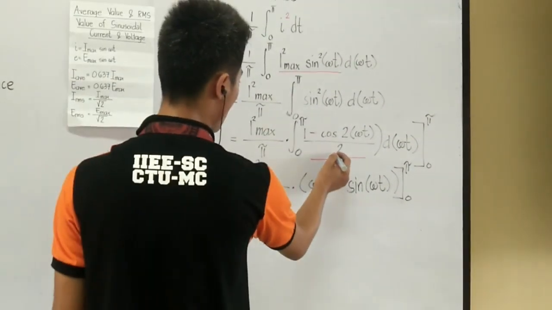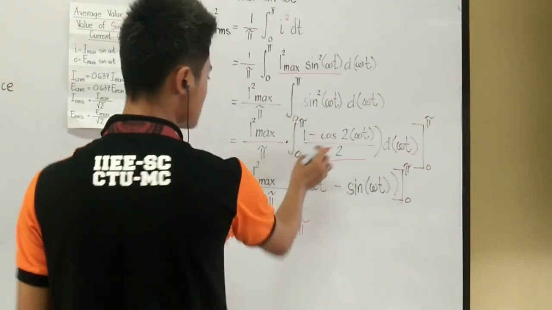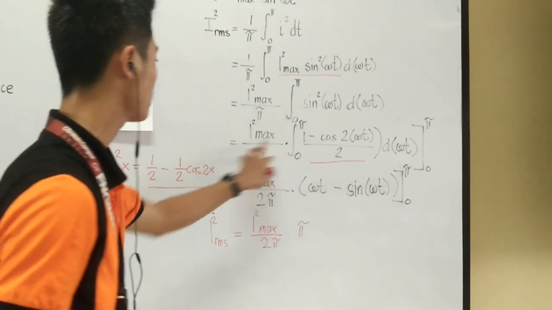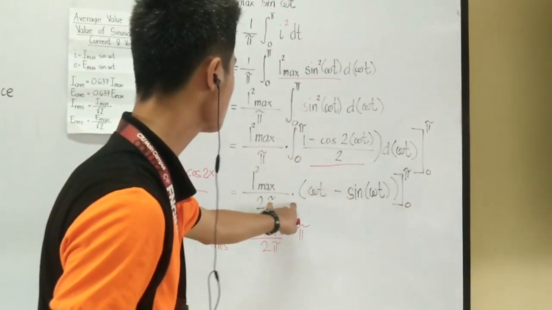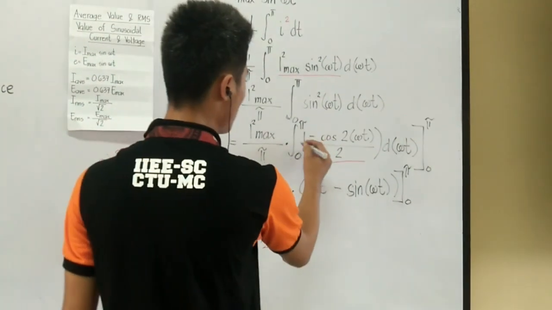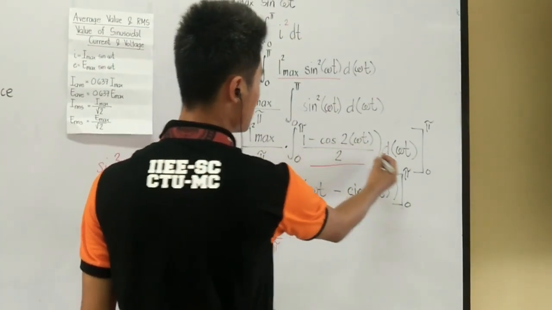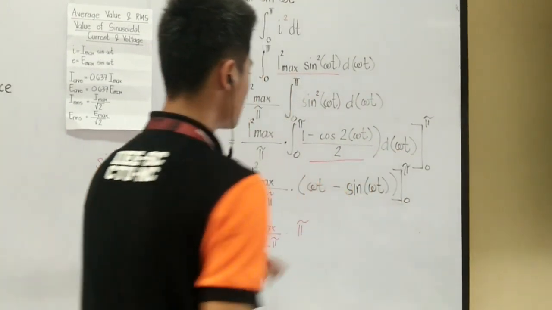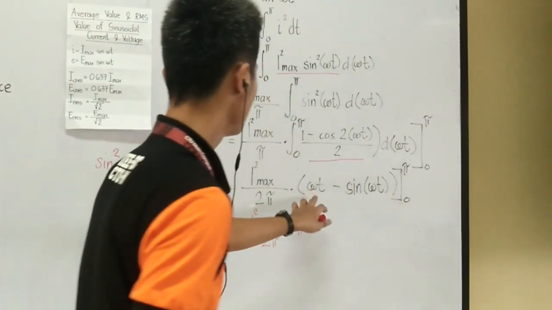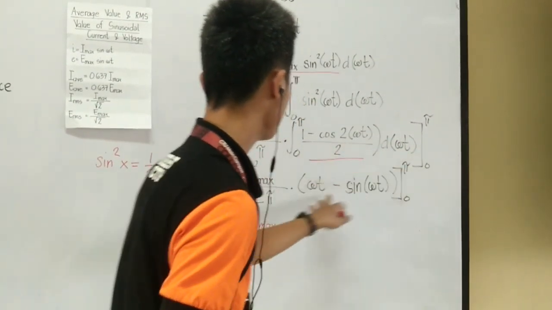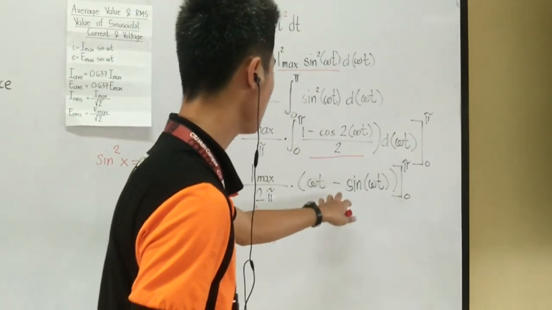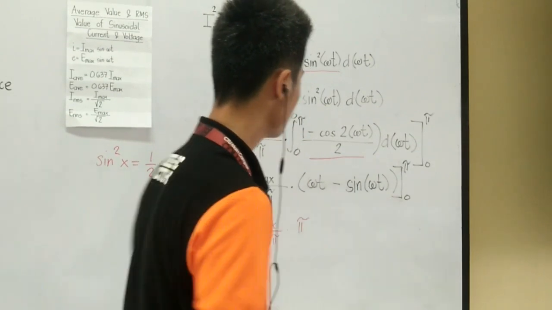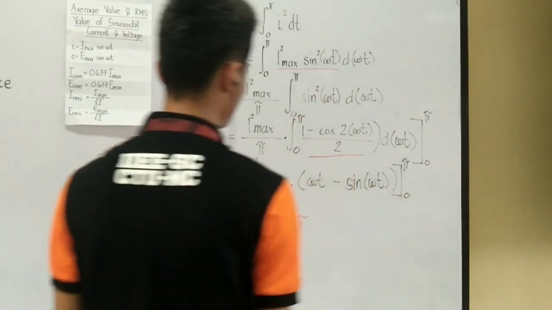They have a common factor of 1 half, which is a constant, so we extract it, making it I maximum squared over 2 pi times the integral of 1 minus cosine 2 omega t times d omega t. Now distribute. The integral of d omega t is omega t, minus the integral of cosine, which is sine omega t, from the limits of 0 to pi.